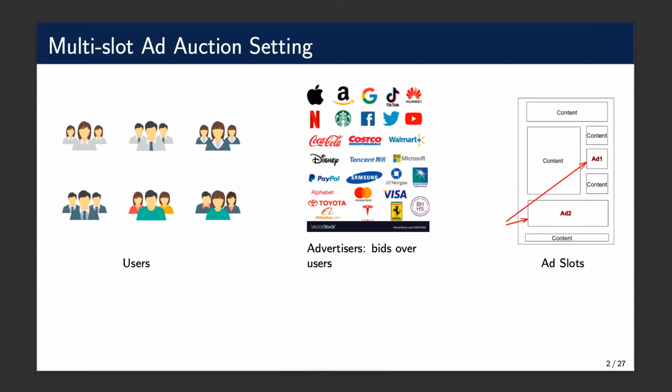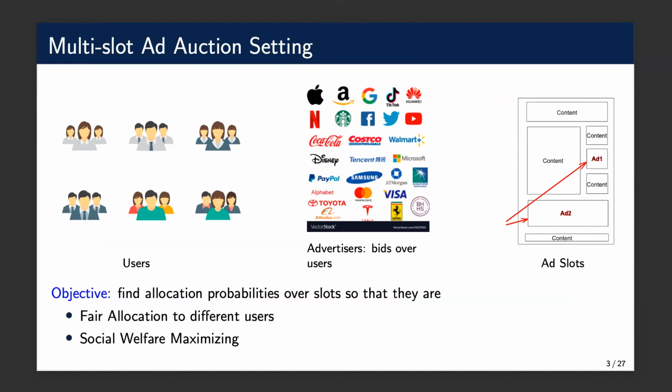There's a website with some ad slots to present to some users. And there are some advertisers who wish to have their ads displayed on the website. And each of these advertisers has a certain value for each user, which describes the amount of money they're willing to pay so that their ad is displayed for those users.